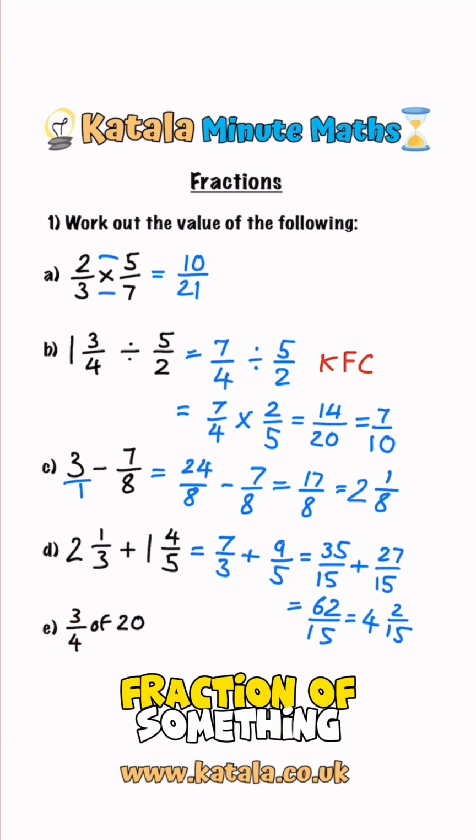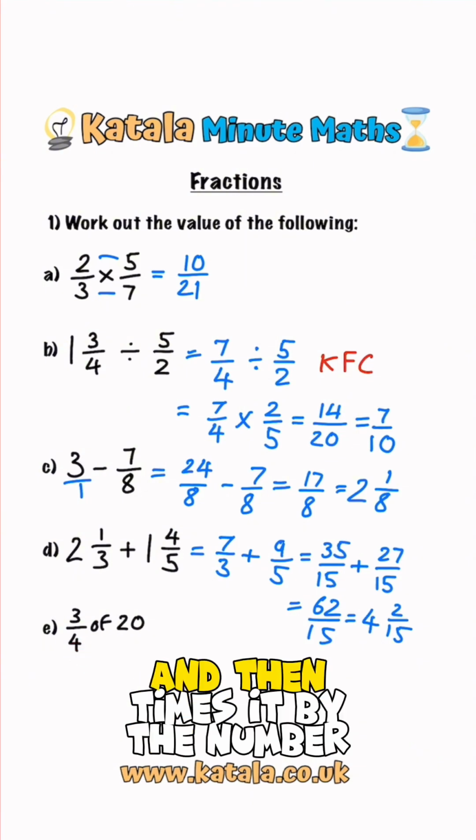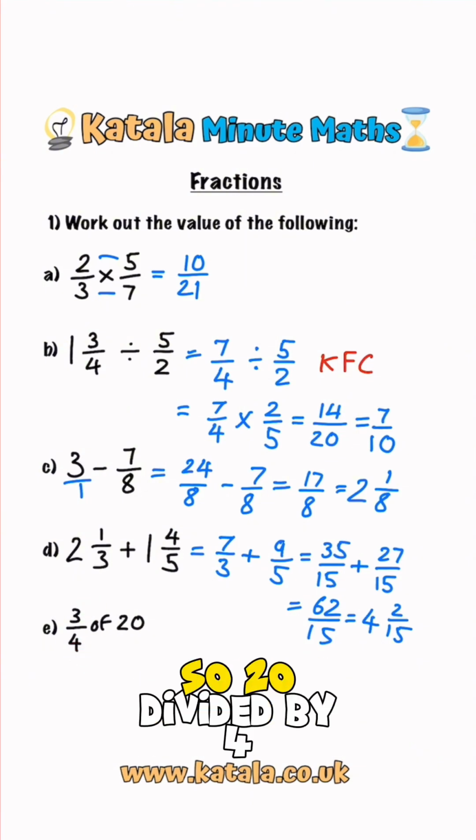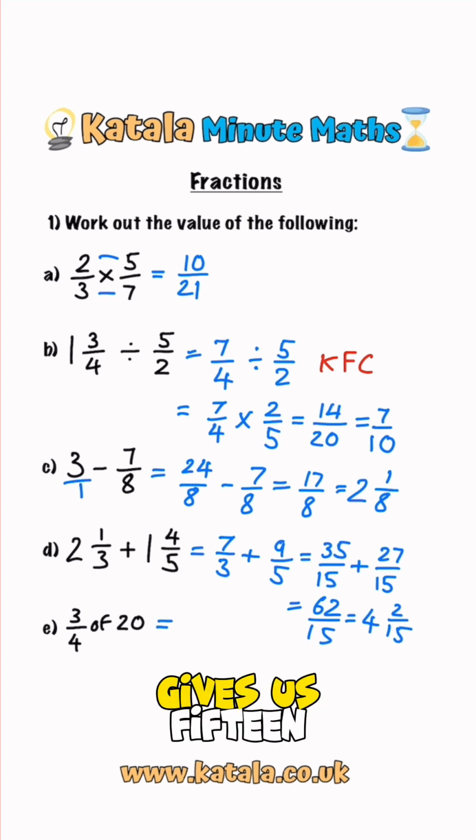We take that number and we divide it by the number on the bottom, and then times it by the number on top. So 20 divided by 4 would give you 5, times that by 3 gives us 15.